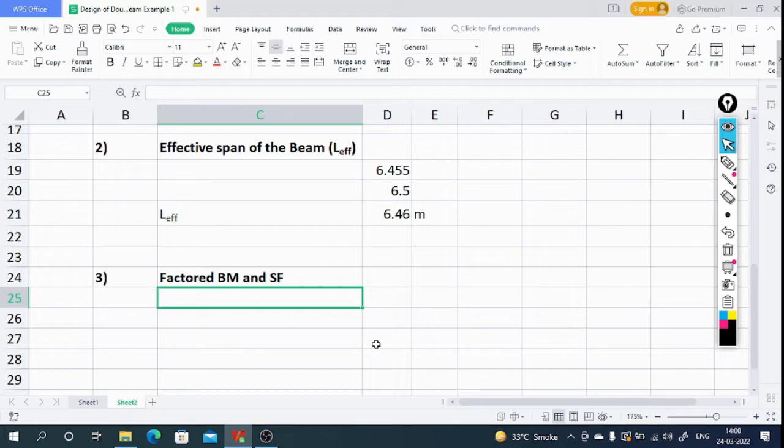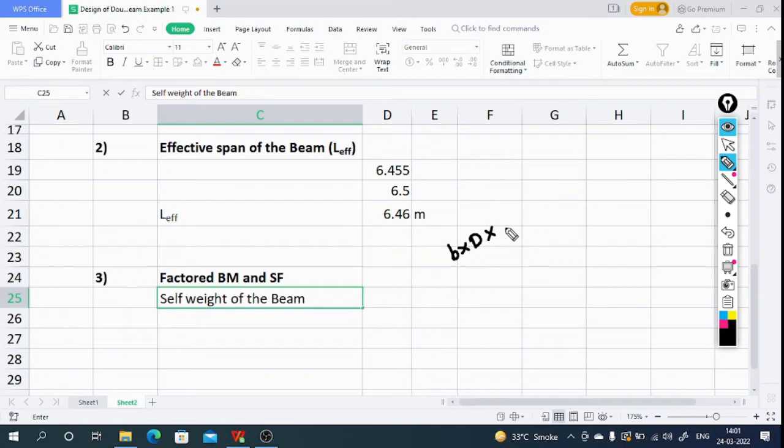So before going towards the calculation of bending moment and shear force, first we need to finalize the total load of the beam, that is superimposed load plus the self weight of the beam. And here I will tell you how to calculate the self weight of the beam. We have one formula to find the self weight of the beam, that is B into capital D into density of the concrete or density of the RCC.